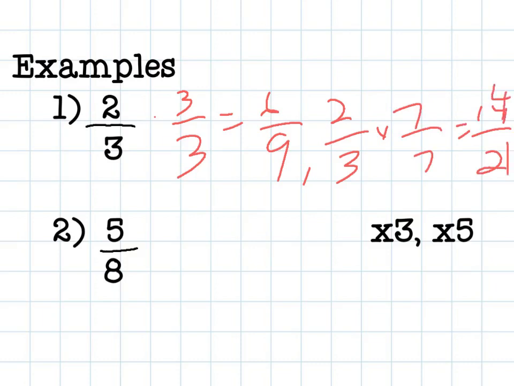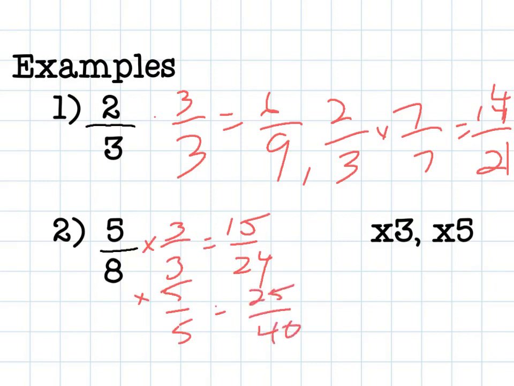So right now, pause the video, and I would like you to find two equivalent fractions for 5/8 by multiplying by 3 and by multiplying by 5. Okay, if we multiply it by 3, we end up with 15/24. And then if I multiply it by 5/5, I end up with 25/40. All of those fractions are equivalent. 5/8, 15/24, and 25/40 are all the same fraction, or the same value.